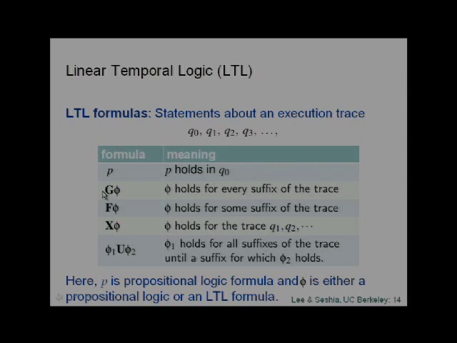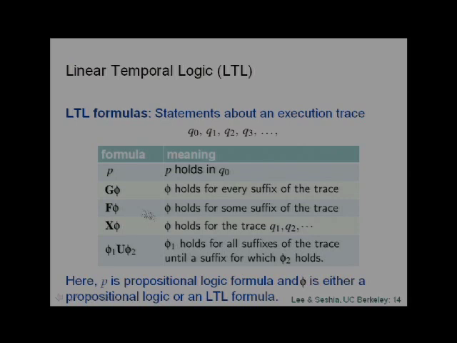The second is future phi, which means that phi holds for some suffix. It holds sometime in the future, so for some suffix starting at some future state of this trace. X stands for next state, so we say X of phi if it holds for the suffix starting at Q1, and U stands for until. So this says that property phi 1 holds until phi 2 becomes true.